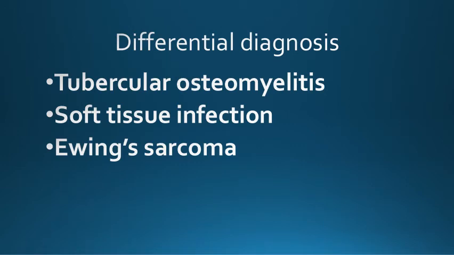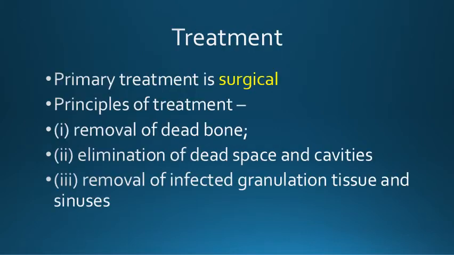Then coming to differential diagnosis, it can be tubercular osteomyelitis, a soft tissue infection, or a Ewing sarcoma also. Coming to treatment, the treatment of chronic osteomyelitis is almost always surgical. You have to remove the sequestrum. Unless you remove the sequestrum, all the dead piece of bone, the pus and the sinus tract, you can't expect the patient to heal on his own.